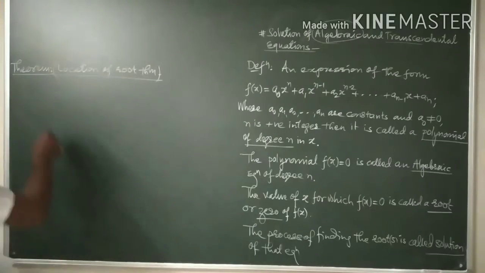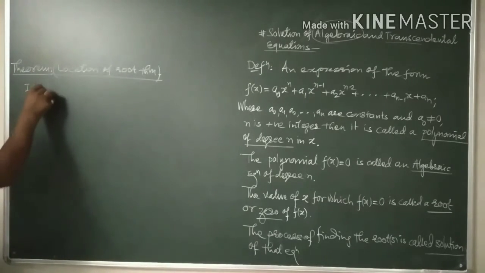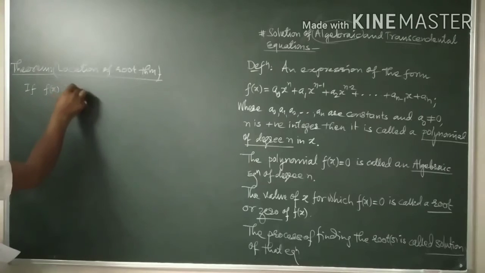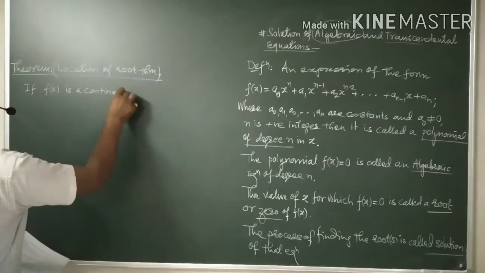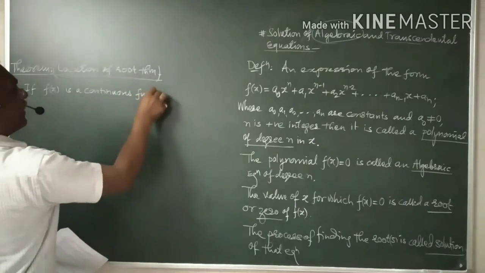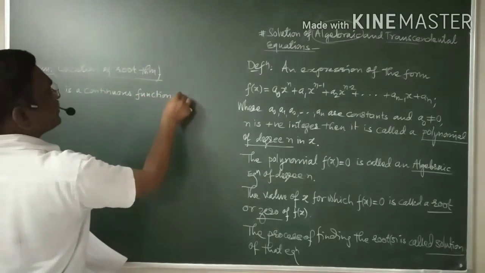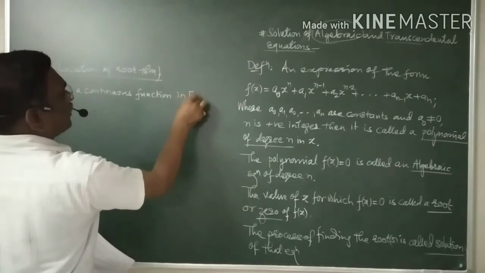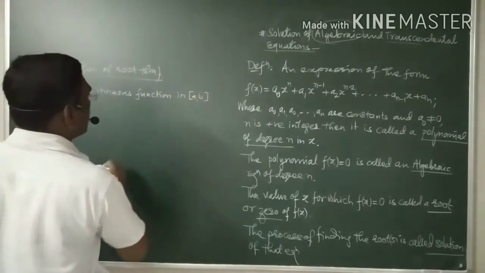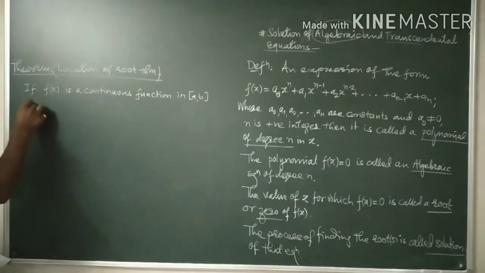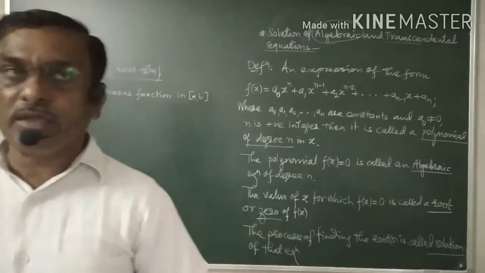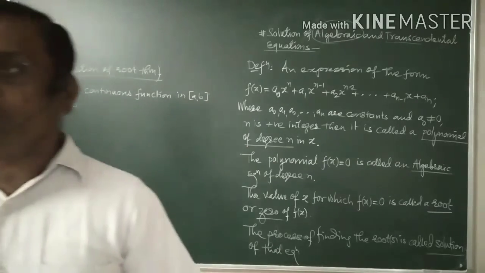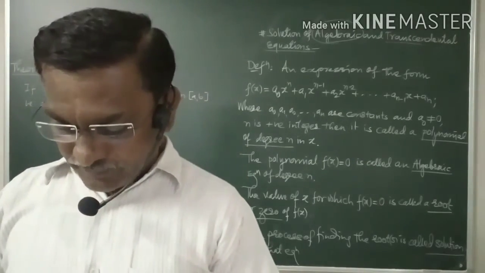What is it? If f(x) is a continuous function in closed interval [A, B], how will you write closed interval AB? A is less than or equal to x, is less than or equal to B. This is what we have here, and all of us know that an interval is a set.